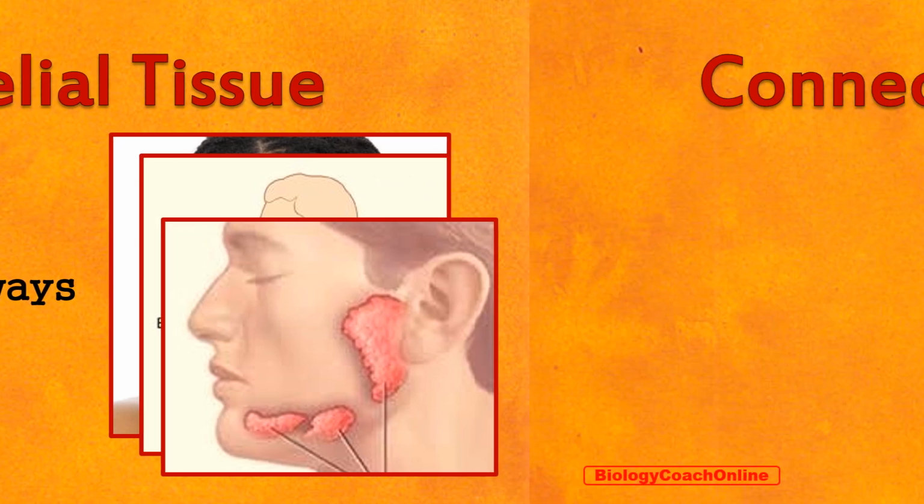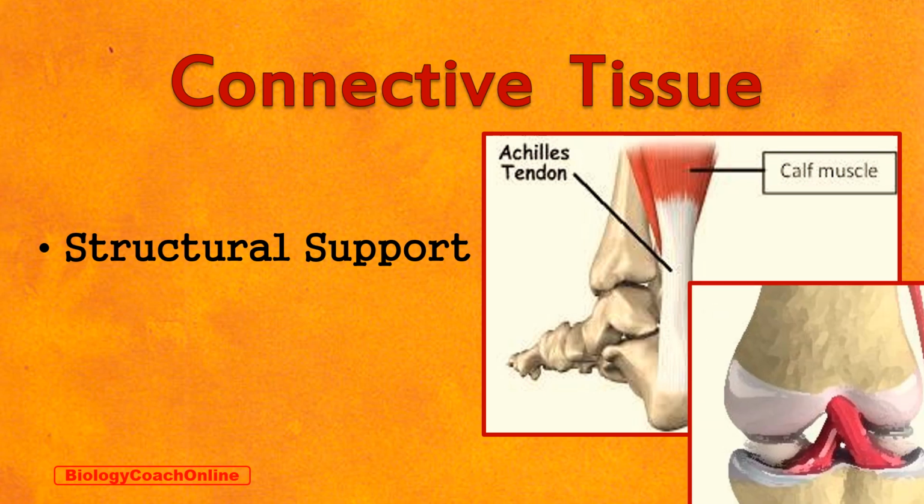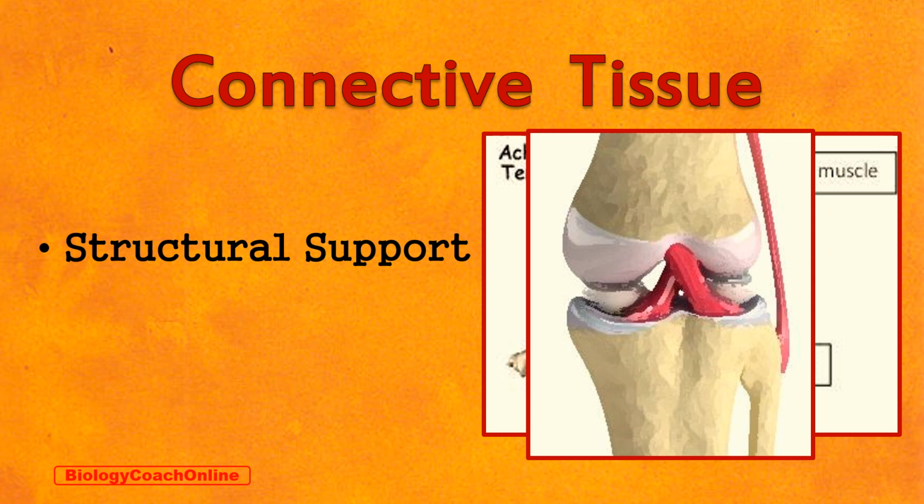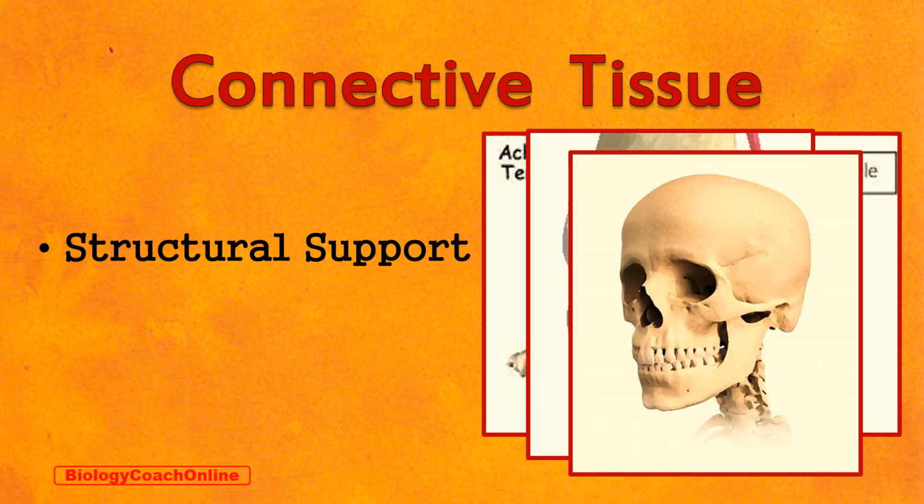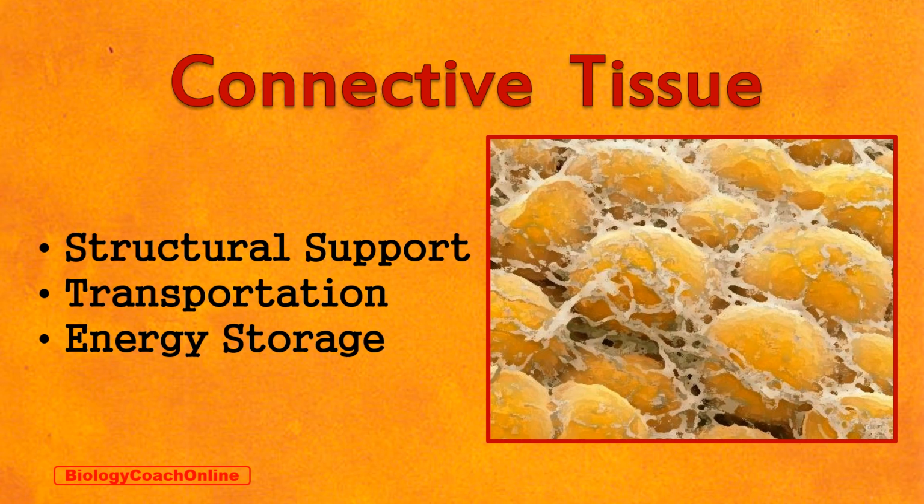The second primary tissue type is connective tissue. Connective tissue provides structural support to other tissues in the body. So tendons, which connect muscles to bones, and ligaments, which connect bones together, are examples of dense connective tissue. Bone is also a great example of supportive connective tissue. The job of fluid connective tissue is to transport essential materials throughout the body. So blood is a great example of fluid connective tissue. It transports nutrients, oxygen, and waste material through the body. And finally, connective tissue, like adipose or fat tissue, is responsible for storing energy.